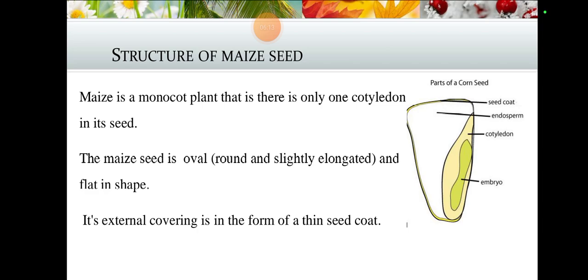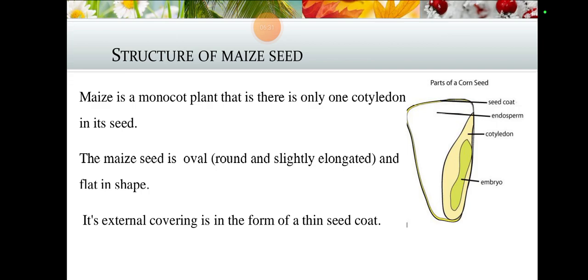Okay. Now the structure of a maize seed. Let me tell you the structure of a maize seed. Maize is a monocot plant. There is only one cotyledon inside it. I tell you that monocots have one cotyledon, dicots have two cotyledons. So maize is basically a monocot.